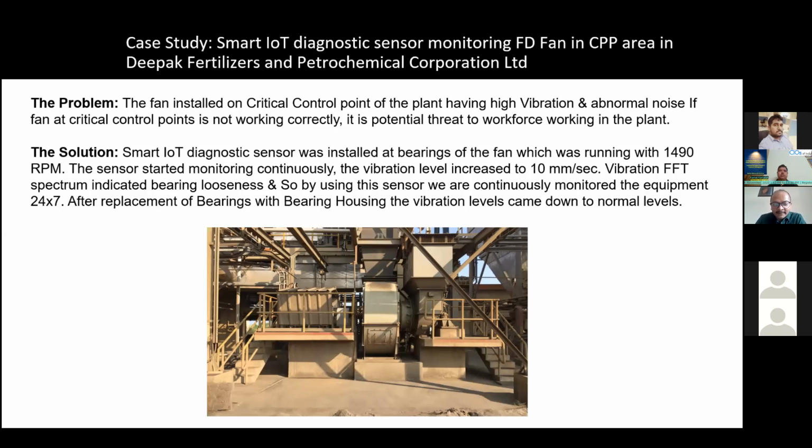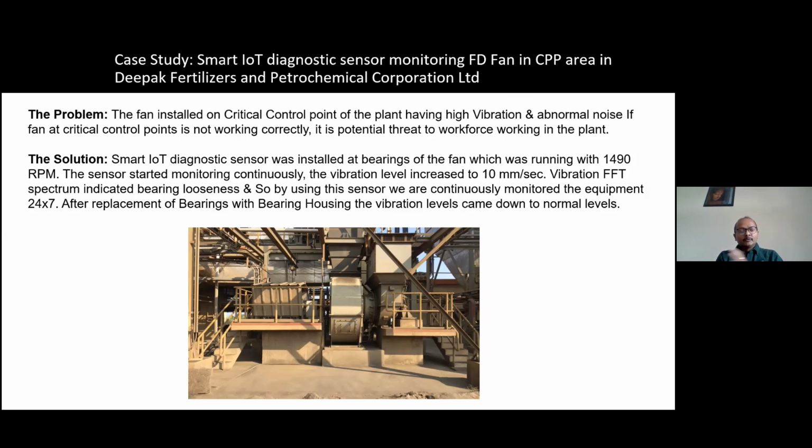The FD fan is the forced draft fan, which forces air through the boiler. For combustion to happen you have to have air, fuel and oxygen, everything put together, and you have to have the right temperature so that ignition can happen. So this FD fan case study brings out that we can also use it for these utility plants. And not just utility.